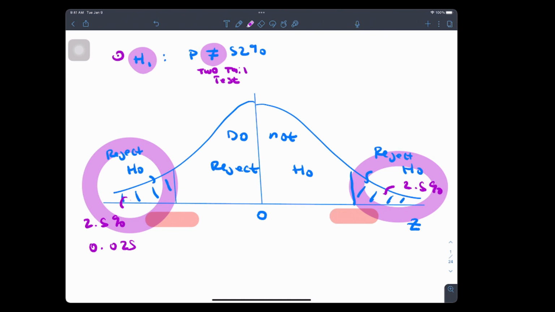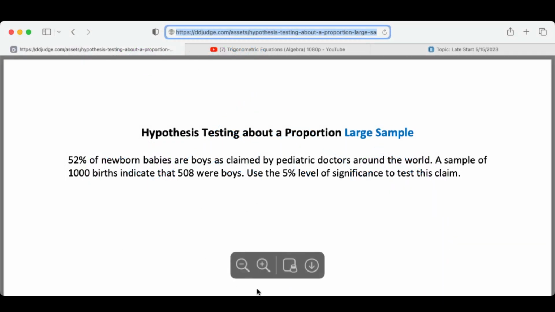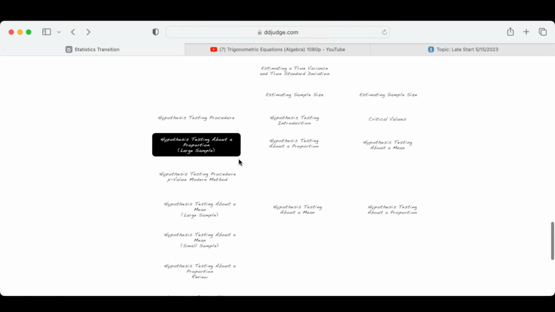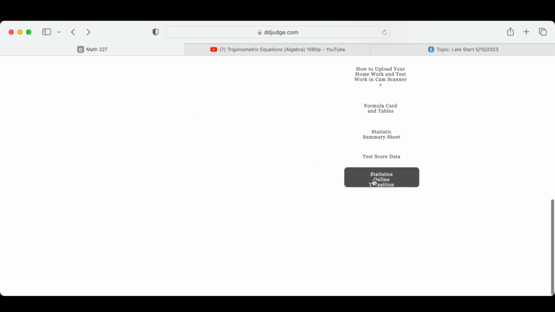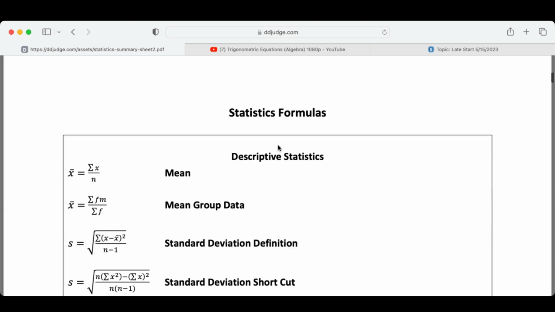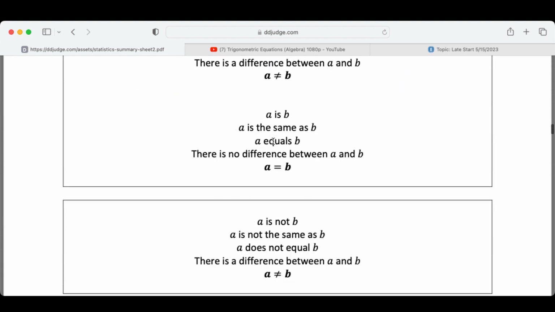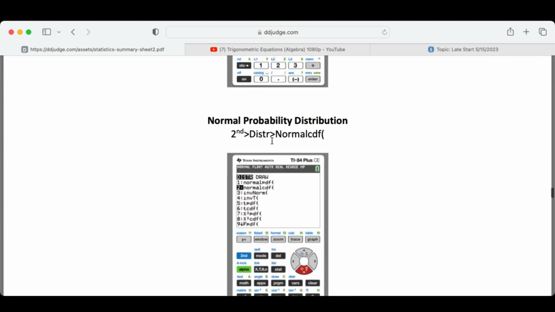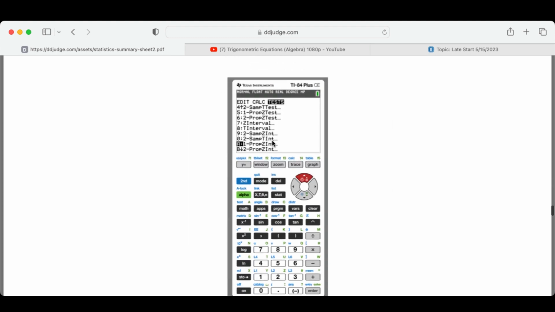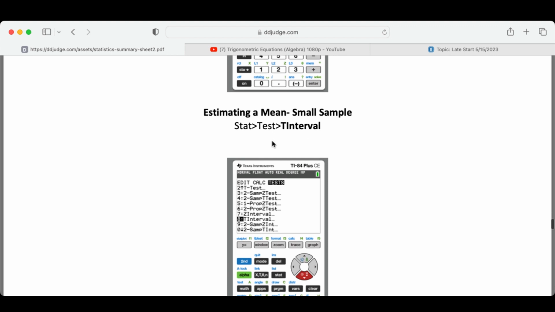So how do I get my critical values, ladies and gentlemen? What did we use last time to get the critical values? Let me go back to my website because I'm going to remind you of something important. On the website, in statistics, I have a statistics summary sheet for you all. One of the reasons I created this is because on a test you get to use this on your test and your final. So we're going to take a look here. I'm going to scroll all the way down to hypothesis testing about a proportion. This is not what we look at. We're going to go over here.